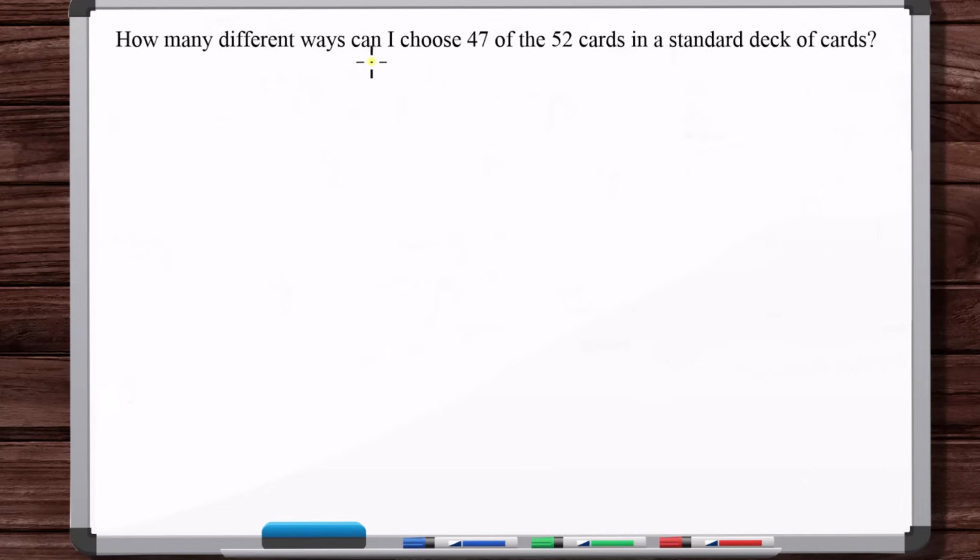How many different ways can I choose 47 of the 52 cards in a standard deck of cards? So this, I guess, order must matter, or maybe not. Yeah, if order matters, it's going to be 52P47. If order doesn't matter, it's going to be 52C47.